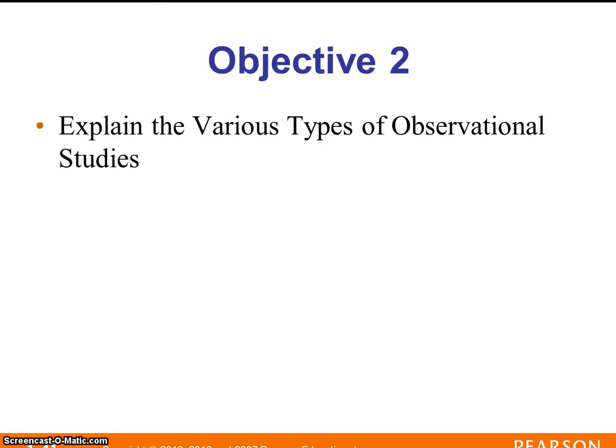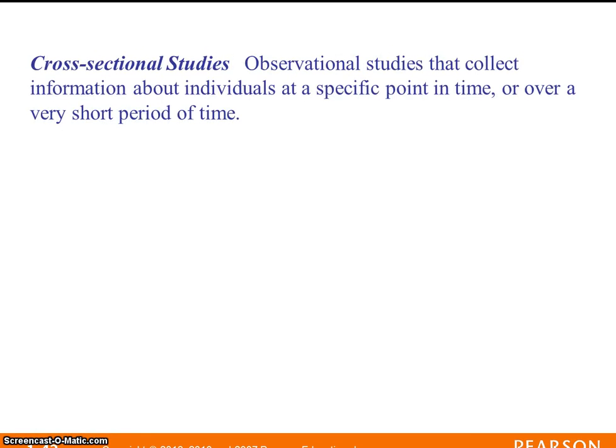So let's look at some other types of observational studies. You can have a cross-sectional study. These are studies that collect information about individuals at a specific point in time over a very short period of time. So you look at a bunch of individuals over a short period, maybe a day or two. It's like you're taking a slice or a cross-section.